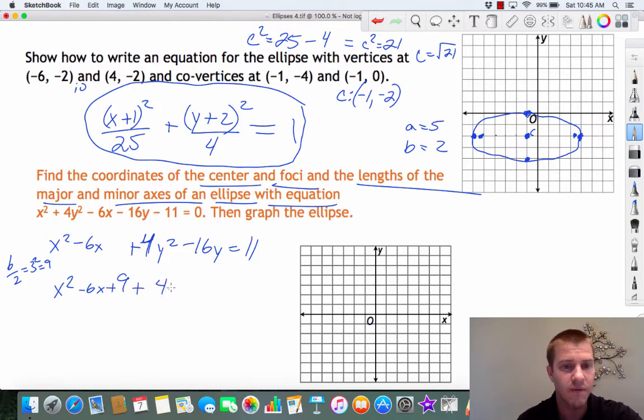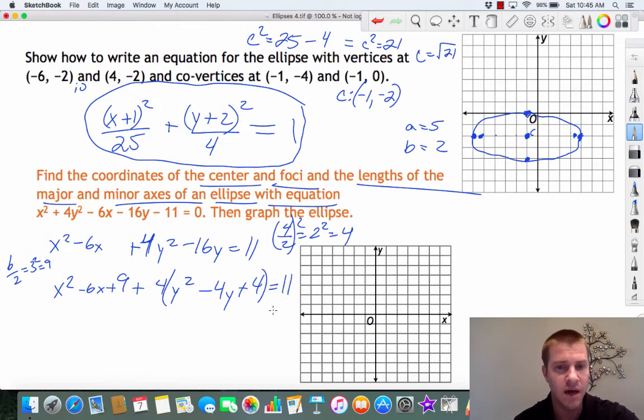Plus 4y squared. Oh, I got to factor out that 4. Minus 4y. And then I'm going to add b over 2 squared, which becomes 2 squared, which is 4. So I'm adding 4. So I have this 11, and what I added was the 9 for the x, and I added really a 16 for the y because it was 4, and then I had factored out this 4 here.